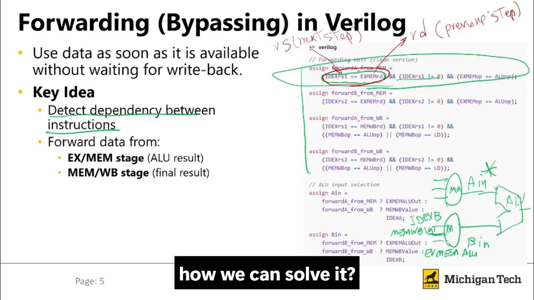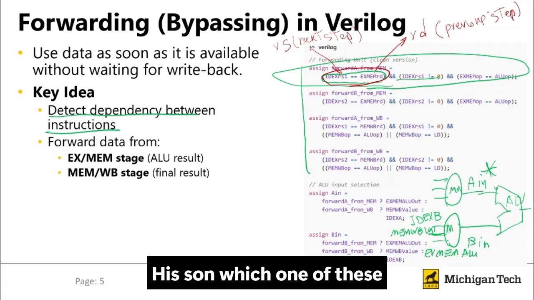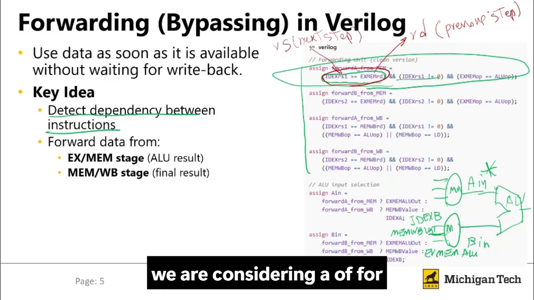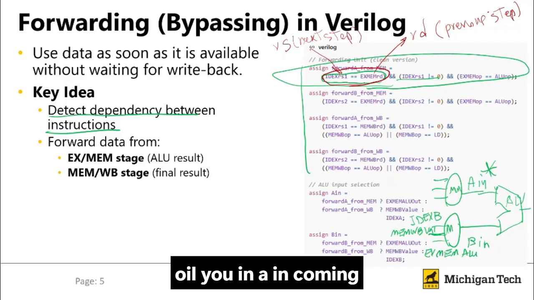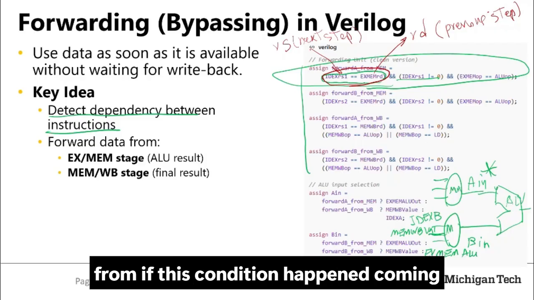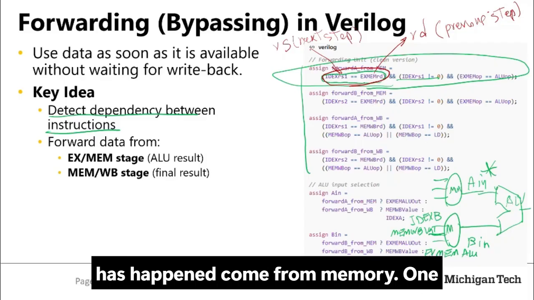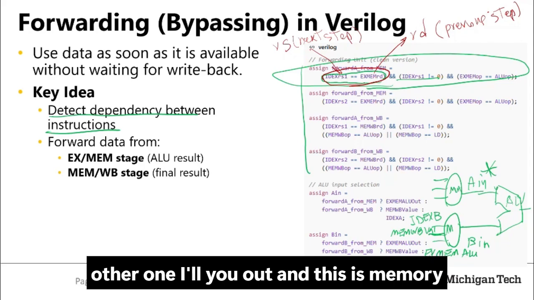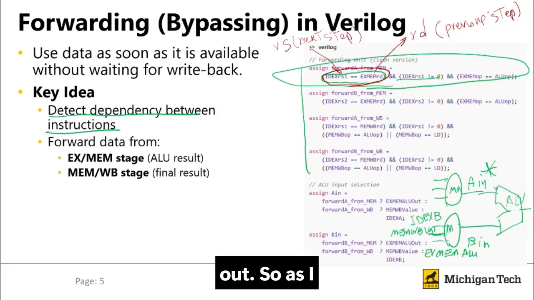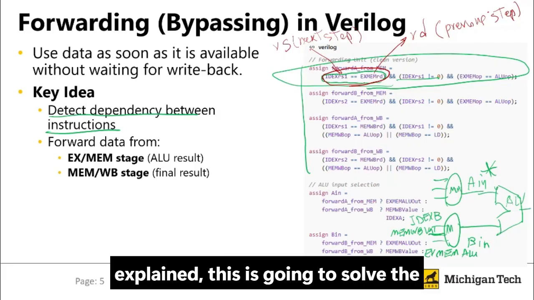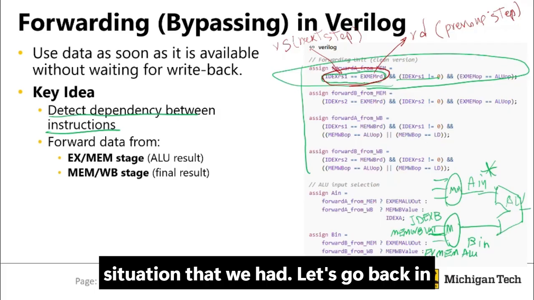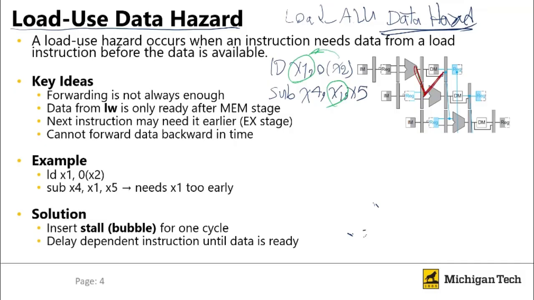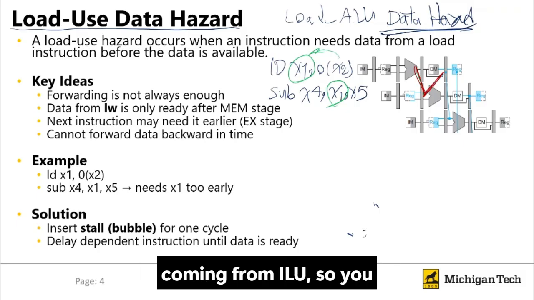How we solve it is based on which of these situations is happening. We have 2 cases. We are considering the A input of the ALU. If this condition happens, it comes from memory out. One of them comes from ALU out, the other one is memory out. As I explained, this is going to solve the situation that we had. Let's go back in here. It's going to do these 2: it's coming from memory or coming from the ALU.